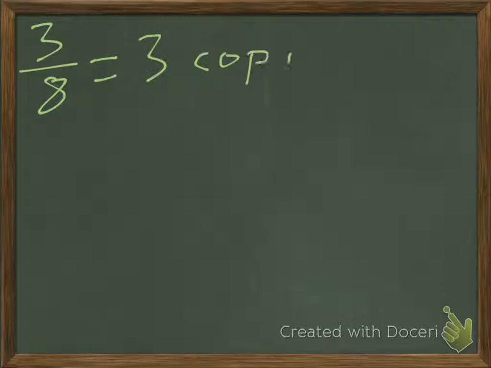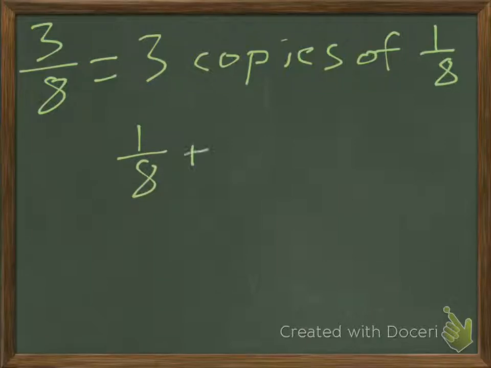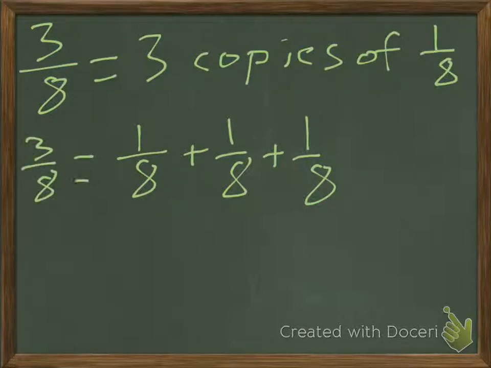Let's look at the first example over here. Now, we viewed 3/8 as 3 copies of 1/8. And so we can just write that out as an expression. Here's one copy, another copy, and another copy. So that's what we mean by 3/8. We can view it that way.